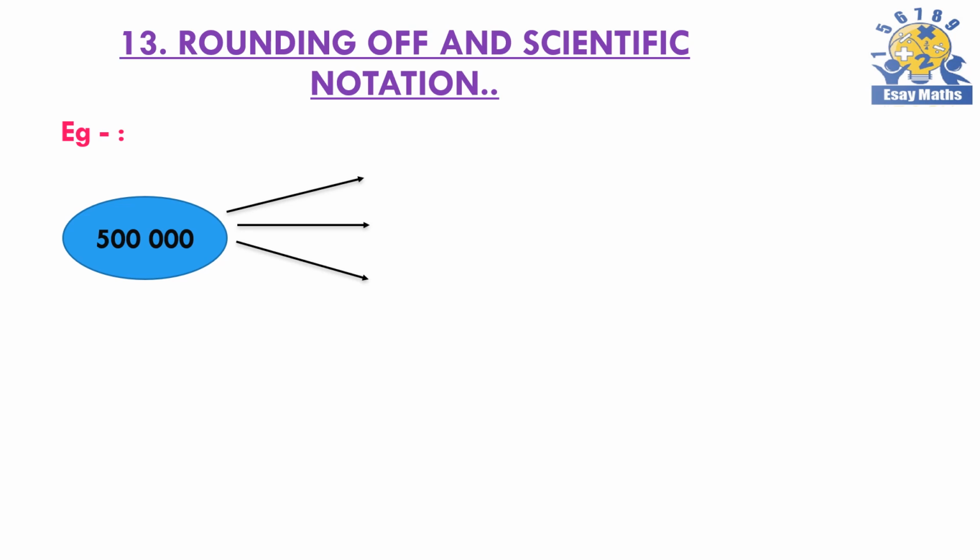500,000. We can express that 500,000 in many ways. Here I have shown 3 ways. First way, 500 into 1000. We can express it as 500 into 10 to the power 3 because in 1000 there are 3 zeros after 1, then you can express it as 10 to the power 3.